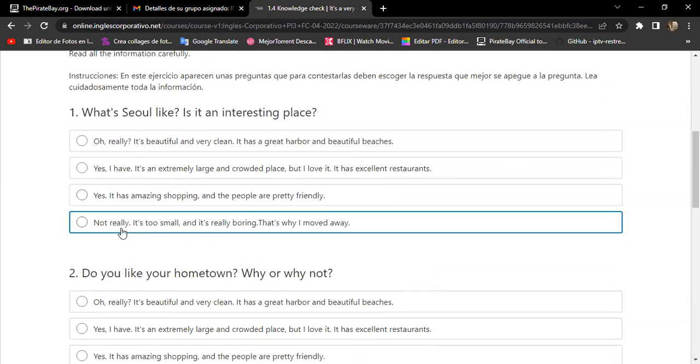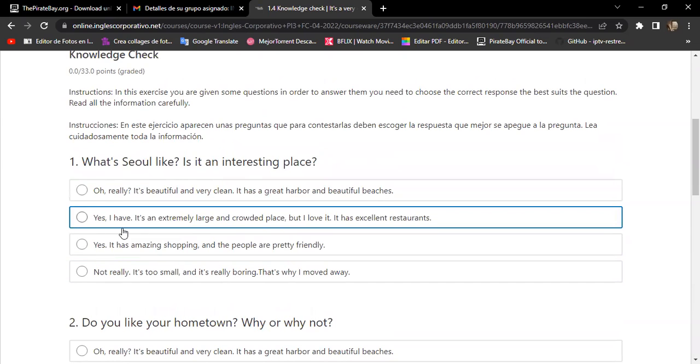Catherine, can you do number one, please? Okay, teacher. So it says, what is Seoul like? Is it an interesting place? Yeah. Yes.